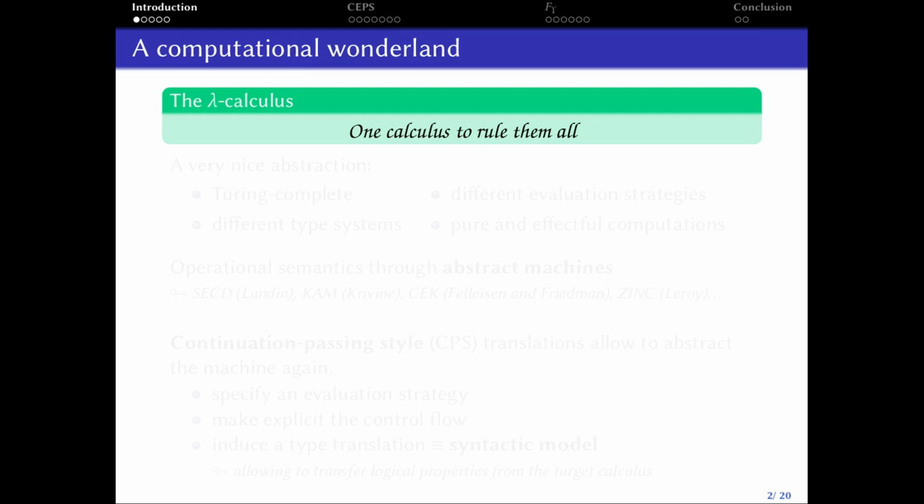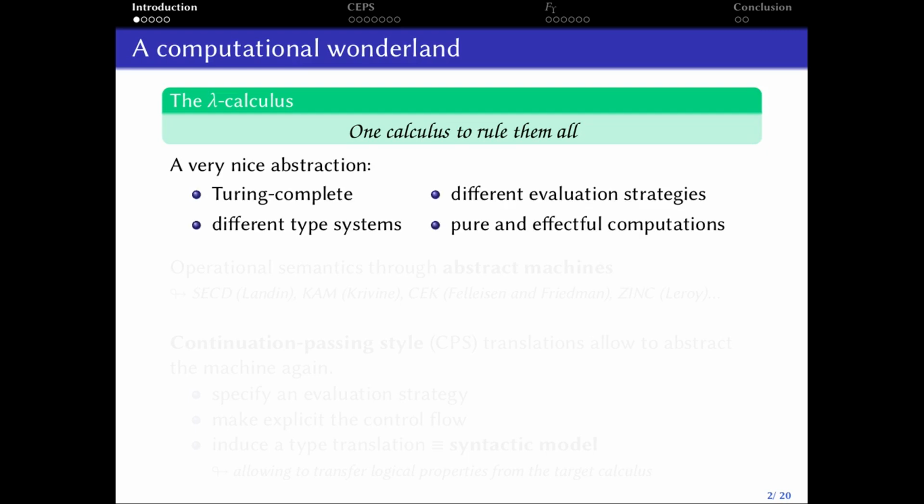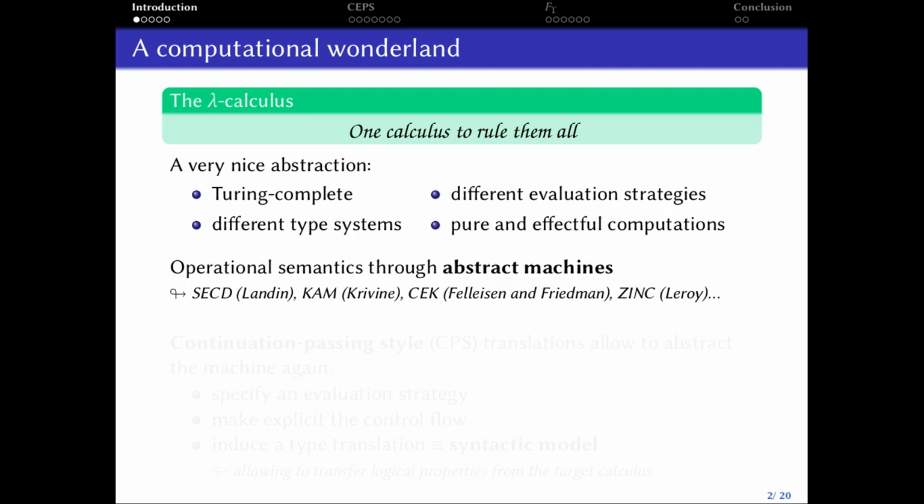I assume that anyone listening to this talk is already very familiar with the lambda calculus, of which you may know that this is a very nice abstraction, a nice computational model with many expected properties, and in particular it has different evaluation strategies. There are different ways of computing things, and you may also know, I assume, that these different evaluation strategies can be specified through abstract machines, so there exists a huge variety of abstract machines.